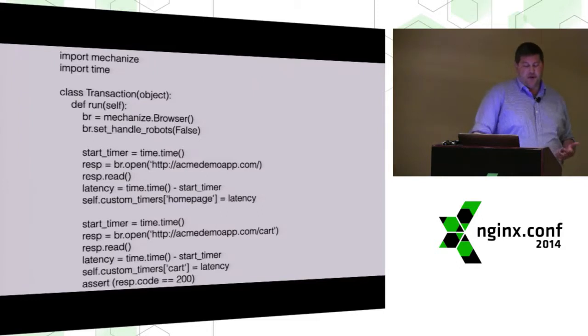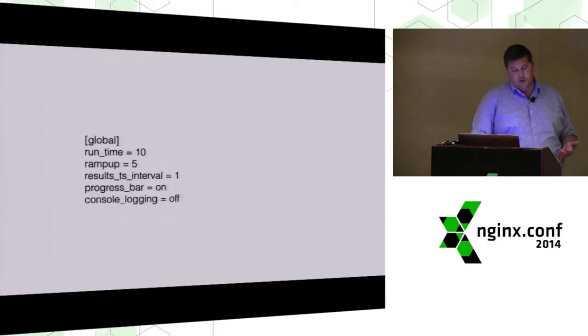It also provides you the ability to assert. So if you want to do some level of functional testing along the way, you can do that as well, or assert that content's actually valid. In this case, we're just going to do this for the home page and for the cart page, and then we're going to run the project.